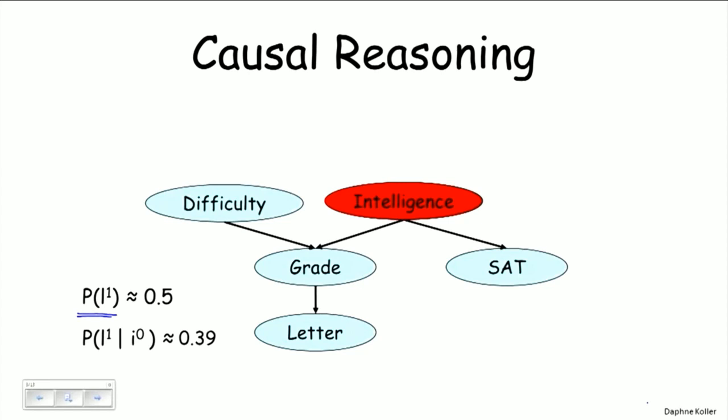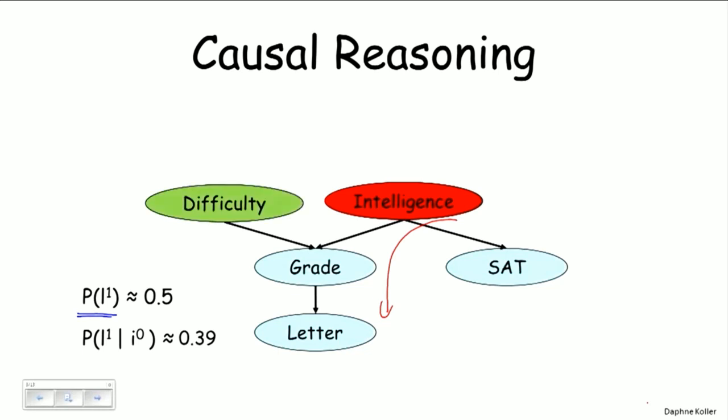It goes down to 0.39 because if the intelligence goes down, the probability of getting a good grade goes down, and so does the probability of getting a strong letter. So this is an example of causal reasoning because intuitively the reasoning goes in the causal direction, top to bottom.